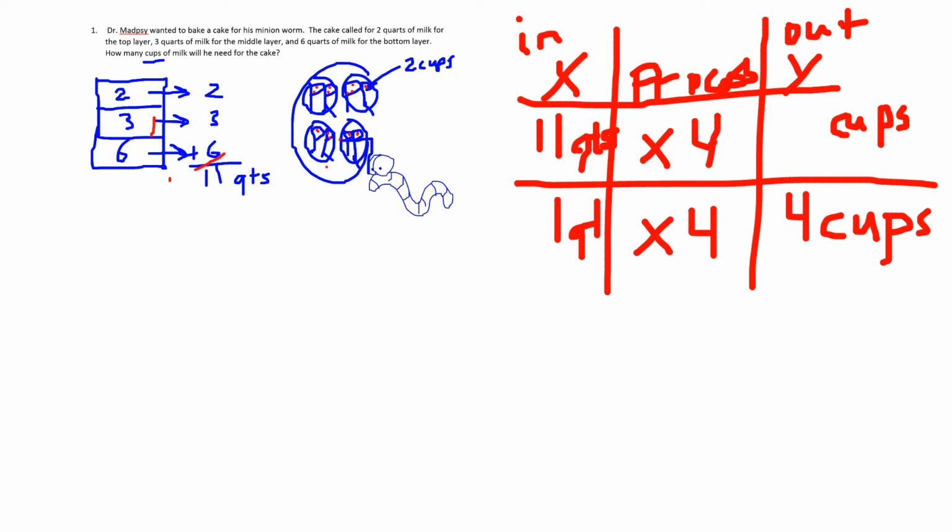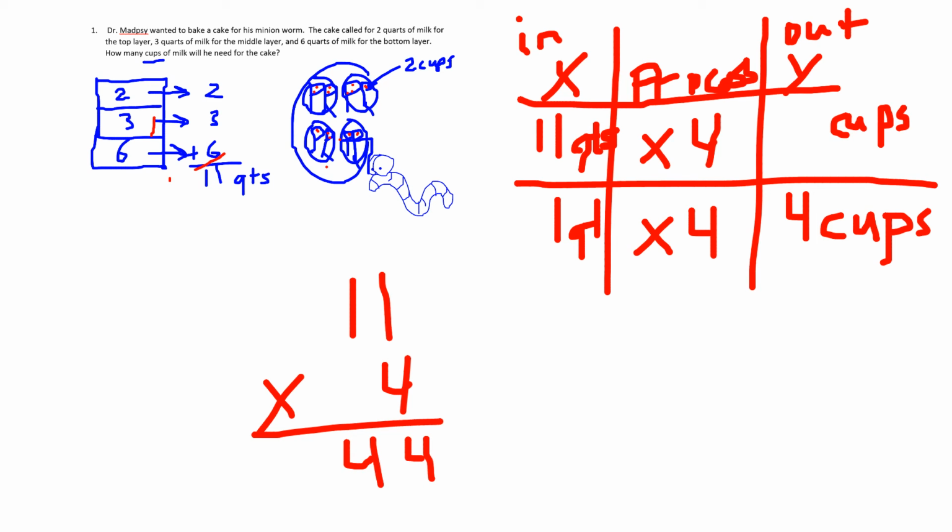So I'm going to do that problem here. 11 times 4. In case you don't know your math facts, you can always do it longhand. 4 times 1 is 4. 4 times 1 is 4, for a total of 44. And that's 44 cups. So your total answer for how many cups of milk he'll need for the cake is 44.